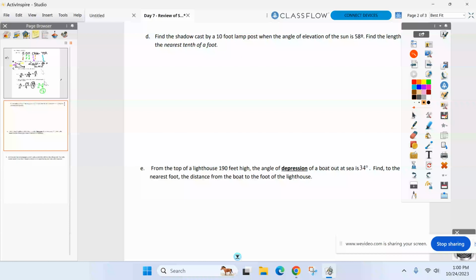Find the shadow cast by a 12-foot lamp when the angle of elevation is 58 degrees. All right, can we just draw a right triangle? We know it's going to be a right triangle. Let's draw it. You want to start drawing lampposts and stuff, feel free, but I'm not about that life.